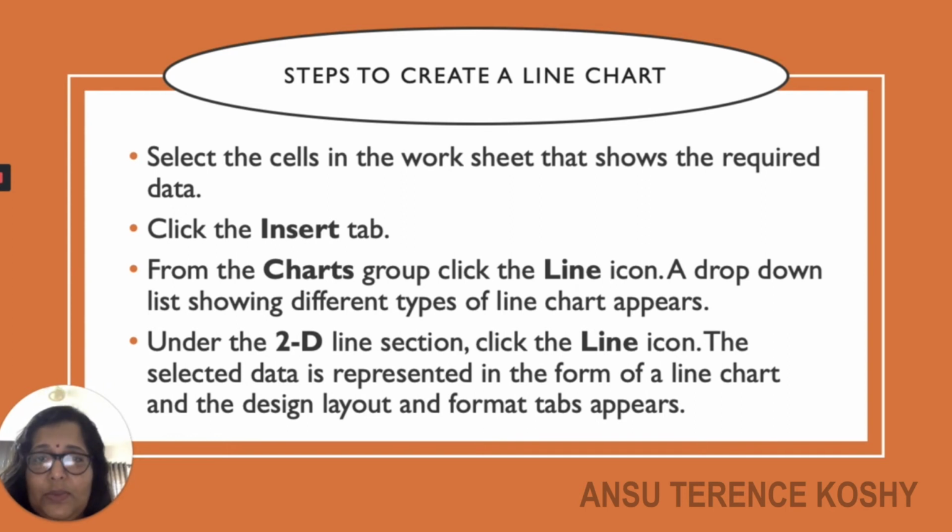A drop-down list will come with the different forms of line charts available. In that, you have to look for the 2D section line charts and then click the line icon. The given data will be shown in the form of a line chart. When you click on the chart, 3 tabs, that is Design, Layout and Format tabs appear.